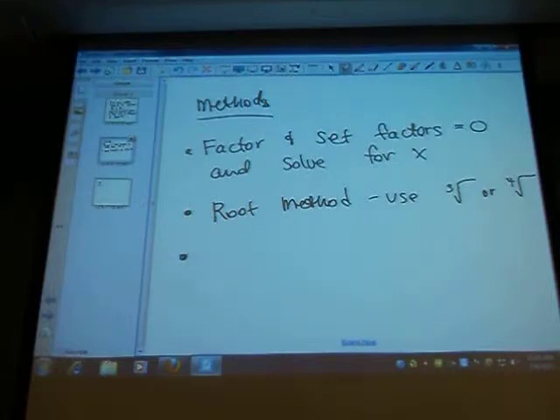Or the last method we can use is called, this sounds a little weird, and I don't know where the name comes from, synthetic division. Have I heard of that before? No. It's not too hard. It's actually kind of fun once you get the hang of it.